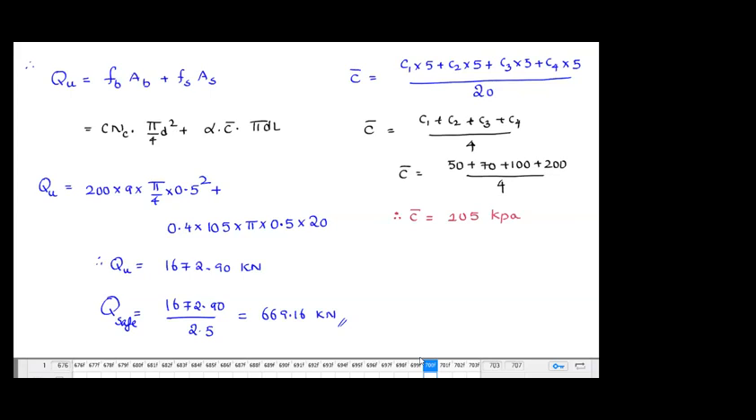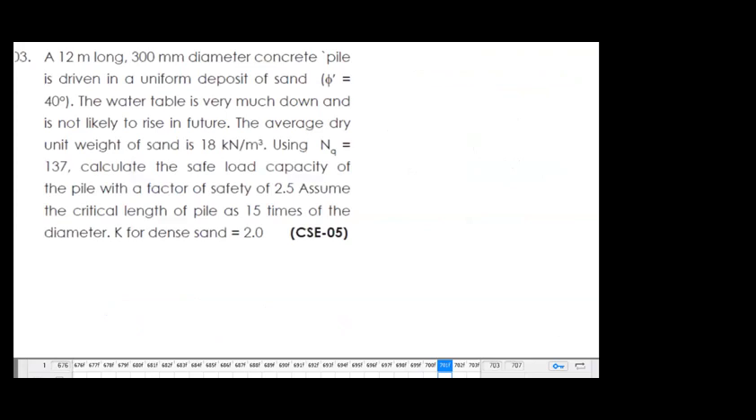Okay. Now let's see the last question for today. A 12-meter long, 300 mm diameter concrete pile. So now you see this is a long pile, 12 meters. And see, I'm writing the data while I'm reading the question itself. What is the diameter? 0.3 meter. And the given pile is a concrete pile.